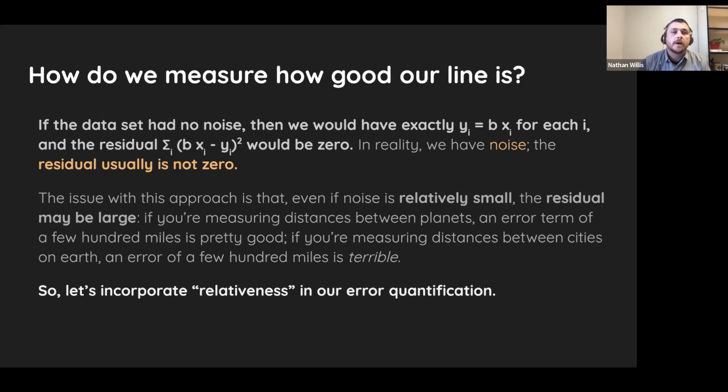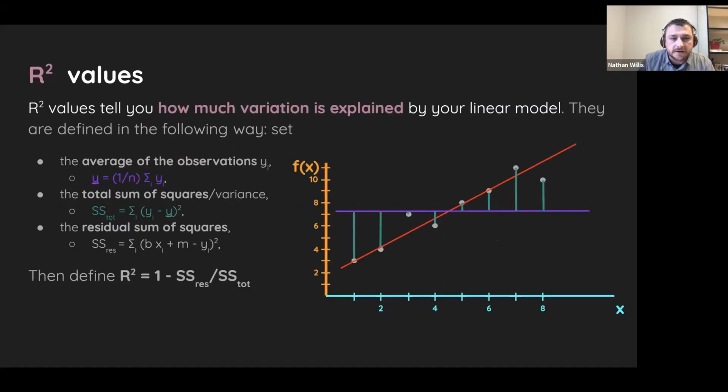But we also want to incorporate the relative size of the problem here. The example that we have here is, if we're measuring distance between planets and you have a few hundred miles, this is very, very small when you divide by the overall distance between the planets. But if you're measuring between cities, this is massive. So we want to get this idea of relativeness into our idea of how good our line is. Keeping that in mind, let's look at the actual values of what we do.